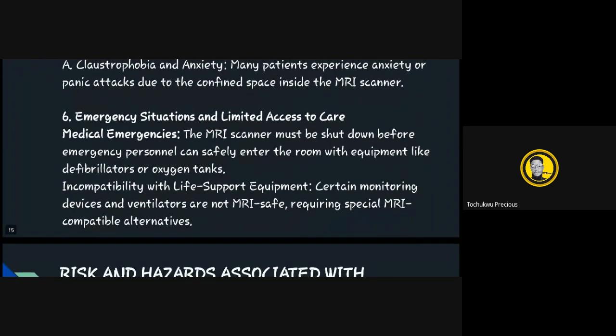Another risk we have is emergency situations and access to care. When we have medical emergencies like a cardiac arrest or something of that nature, there's usually limited access to care because everybody cannot just rush in. When you call in the paramedic team, they cannot just rush in with their equipment, with their defibrillators, to try and rescue the patient, because most of their equipment is MRI unsafe and may even cause more harm than is already happening. So we have this limited access to care, and some monitoring devices are not MRI compatible. Even if you have a patient that is not stable that you want to monitor, most of the monitoring devices are not MRI compatible.